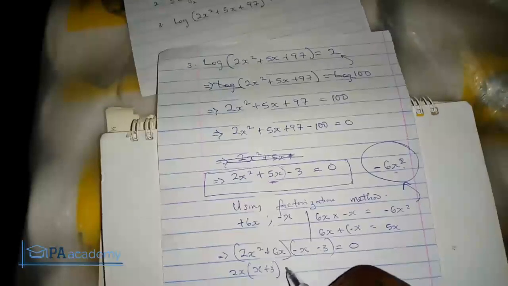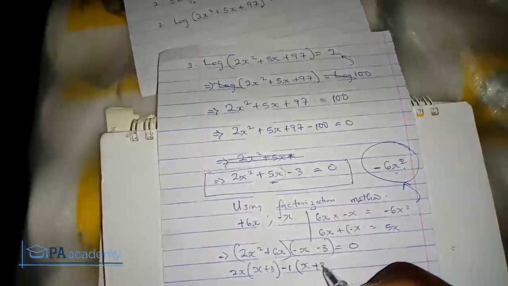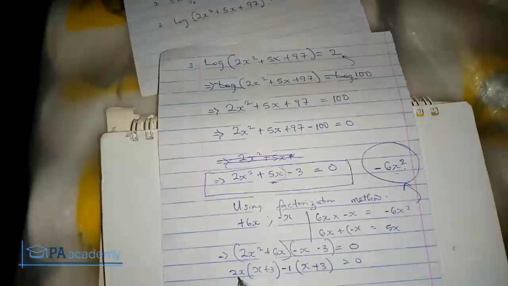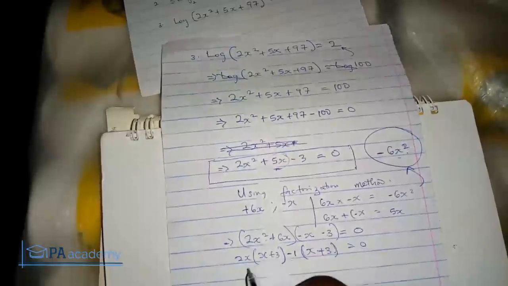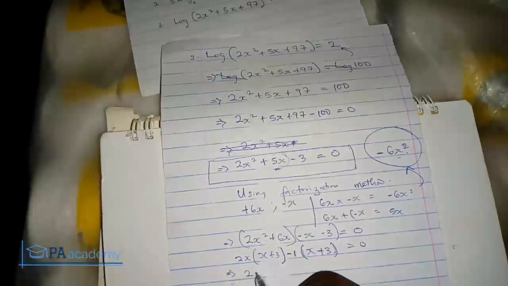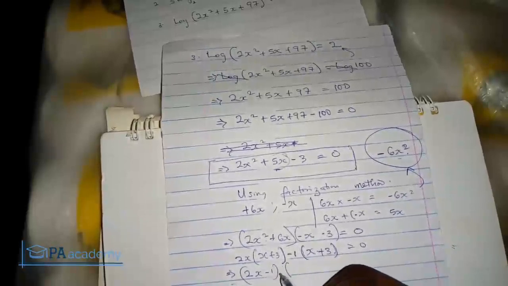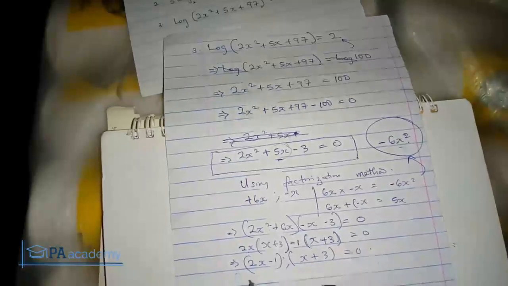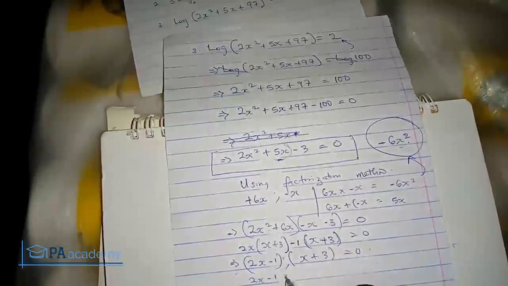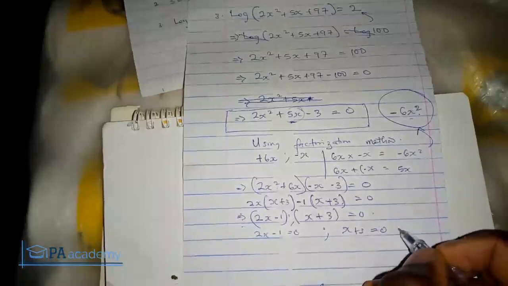There's nothing similar here, so we can have it as minus 1 into bracket x plus 3 equals 0. If we use this 2x to multiply this bracket, we'll have this. If we use minus 1 to multiply what we have in this bracket, we'll have minus x minus 3. So we'll have 2x minus 1 and then x plus 3 equals 0. Let's bring that individually. We have 2x minus 1 is equal to 0, or x plus 3 is equal to 0.